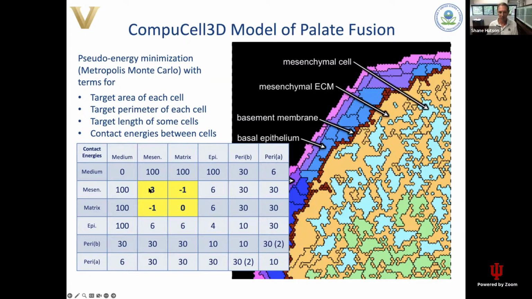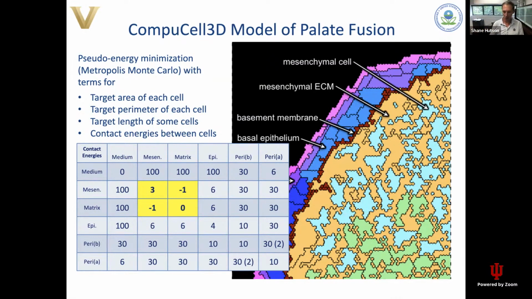The cell-cell is a little bit positive, but not too high. So it's not all that unfavorable for these kinds of mesenchymal cells to be in contact with one another, but it's not as favorable as them being in contact with matrix. This is one way to get this sort of, I'm blanking on the right word for it, but cells that look like they're reaching out extensions in various directions, right?